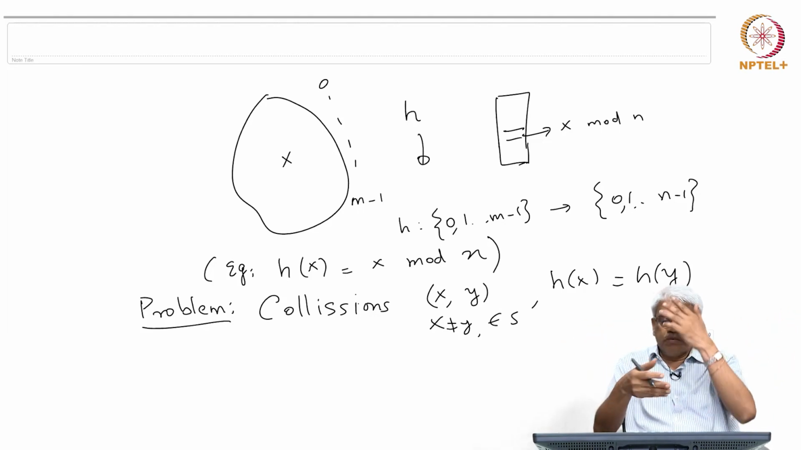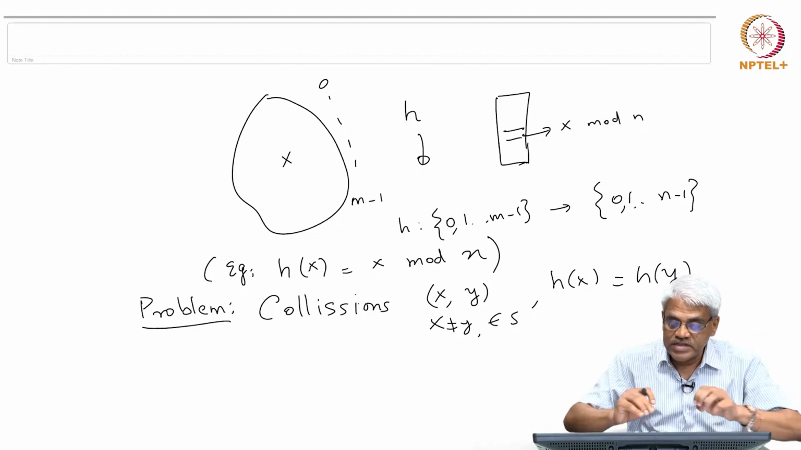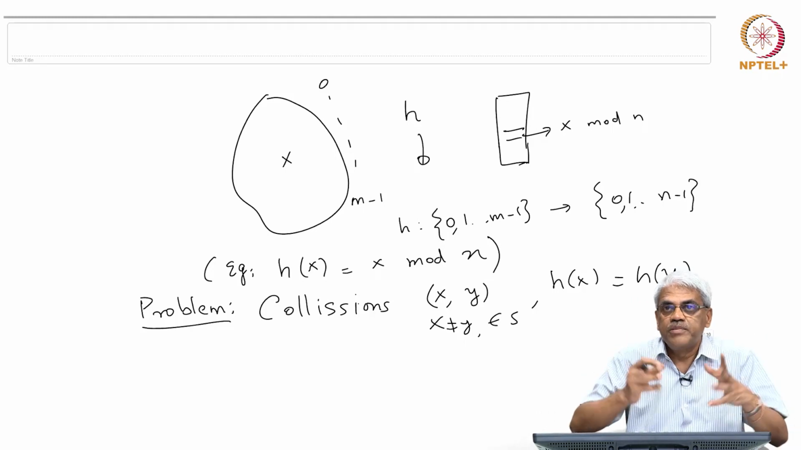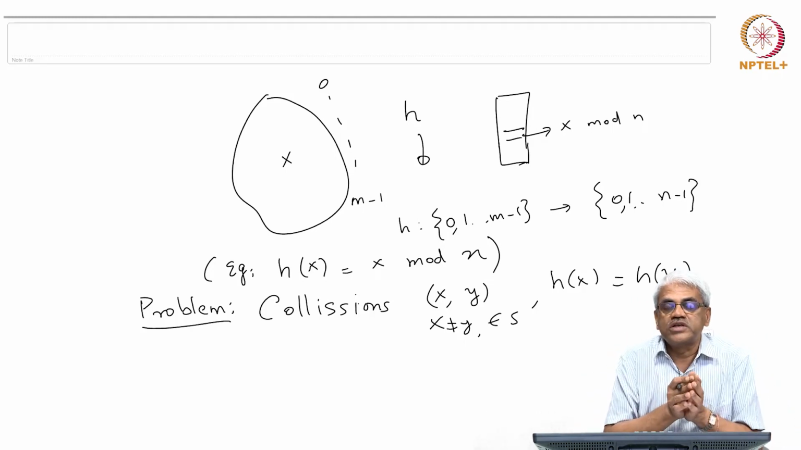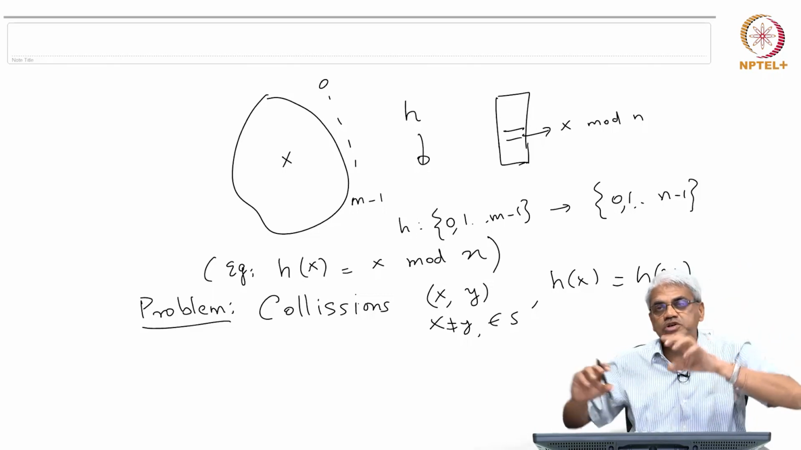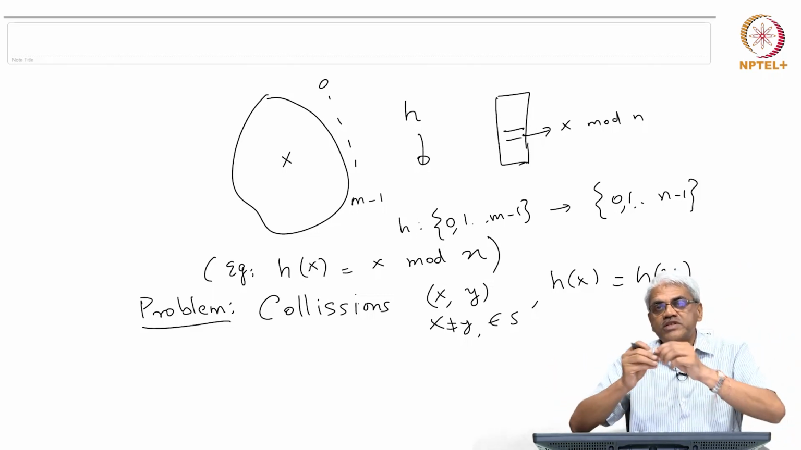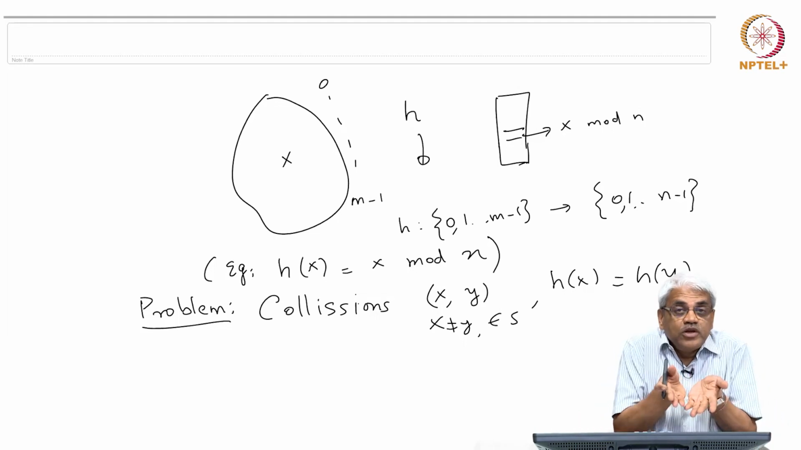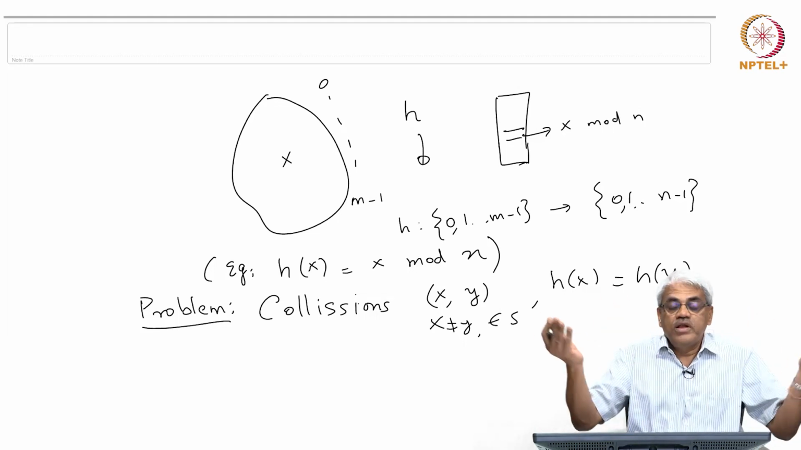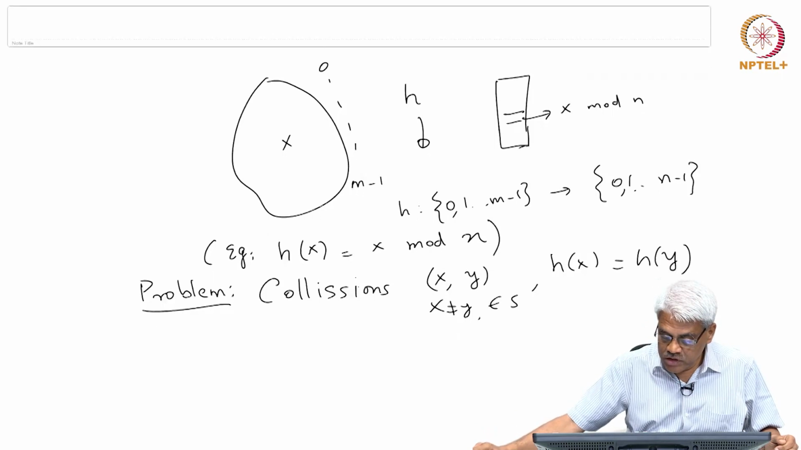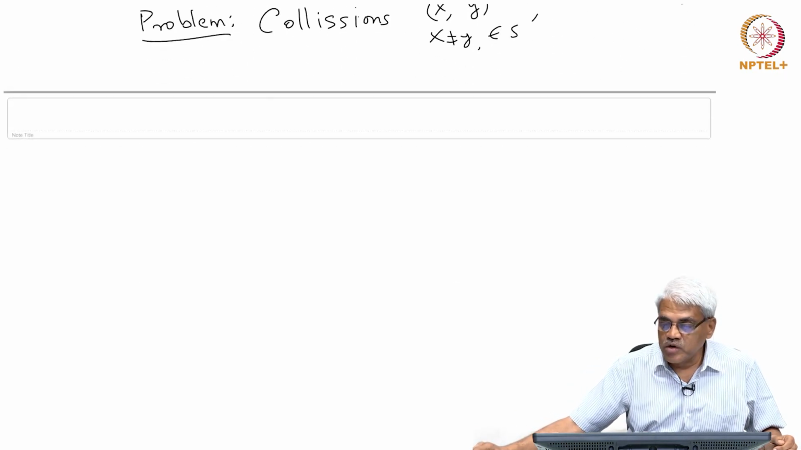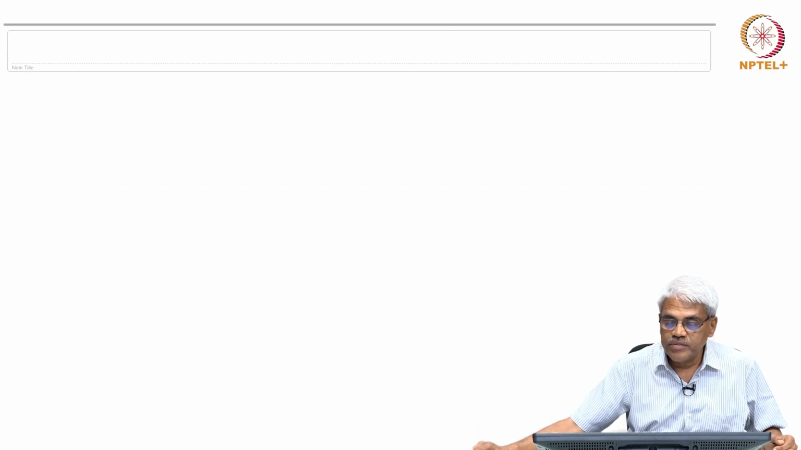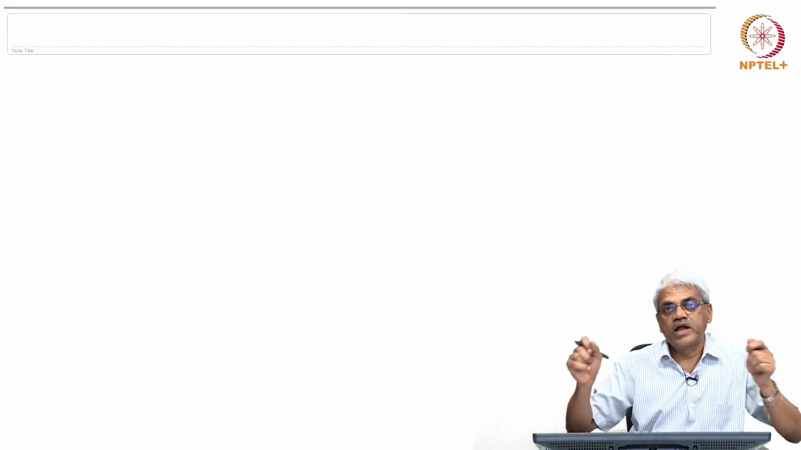So since m is very large compared to n, there is bound to be collisions, because h is not a 1-1 function. H is mapping a huge set to a small set. There are going to be a lot of elements that are going to collide, which may or may not happen in your set S, but it may happen. So this is called a collision, where 2 elements of your domain get mapped to the same location.